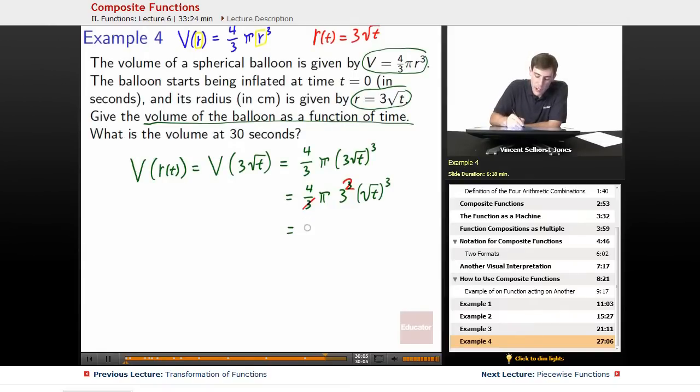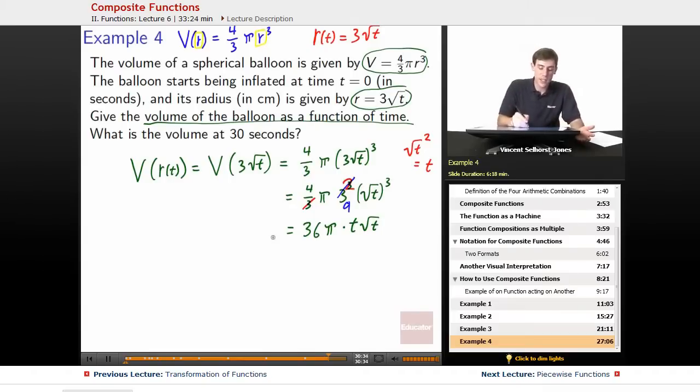Well, what is 3 squared? 3 squared is 9. 4 times 9 is 36. So we've got 36 pi. What about root t cubed? Well, remember, root t squared, let's put in a different color so we don't get it confused, root t squared would just be equal to t on its own. So root t cubed is just one extra root t left over. So that gives us times t root t.